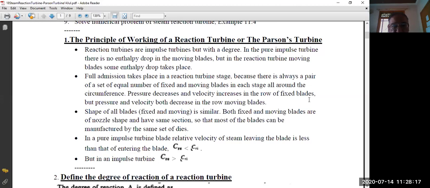So reaction turbines are actually impulse turbines, but with a degree. Degree means some pressure drop also takes place in the rotating blades. This is because the passage between the rotating blades is made such that the passage converges in the direction of flow. The passages between two blades, stationary blades are called stators, and rotating blades are called rotors. So stators and rotors are both made in the shape of a nozzle. That's why some pressure drop takes place in the rotating blade also.